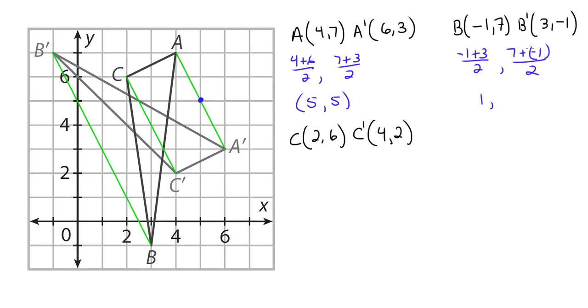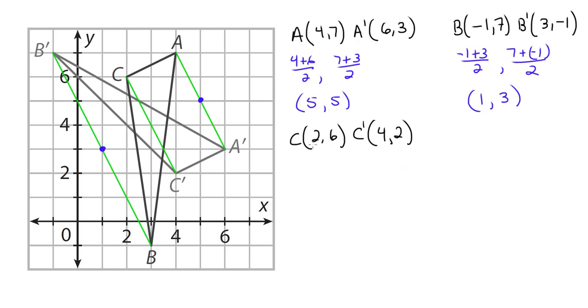And 7 plus negative 1 is 6, and 6 divided by 2 is 3. So the midpoint of B prime is at 1, 3. That's going to be right here. Again, to get from B prime all the way to B, I'm going to go down 1, 2, 3, 4, 5, 6, 7, 8. And to the right, 1, 2, 3, 4. And half of down 8, right 4 is down 4, right 2. And that puts me right here.